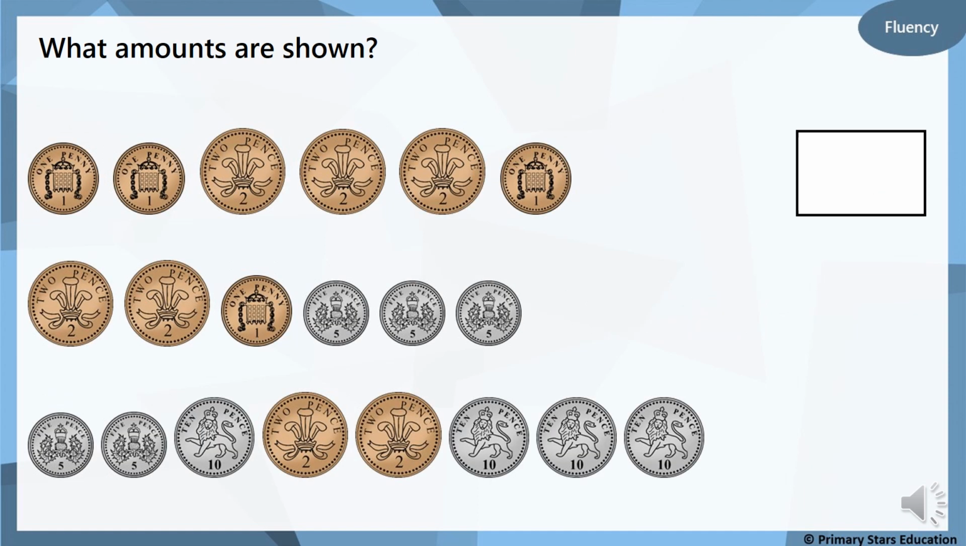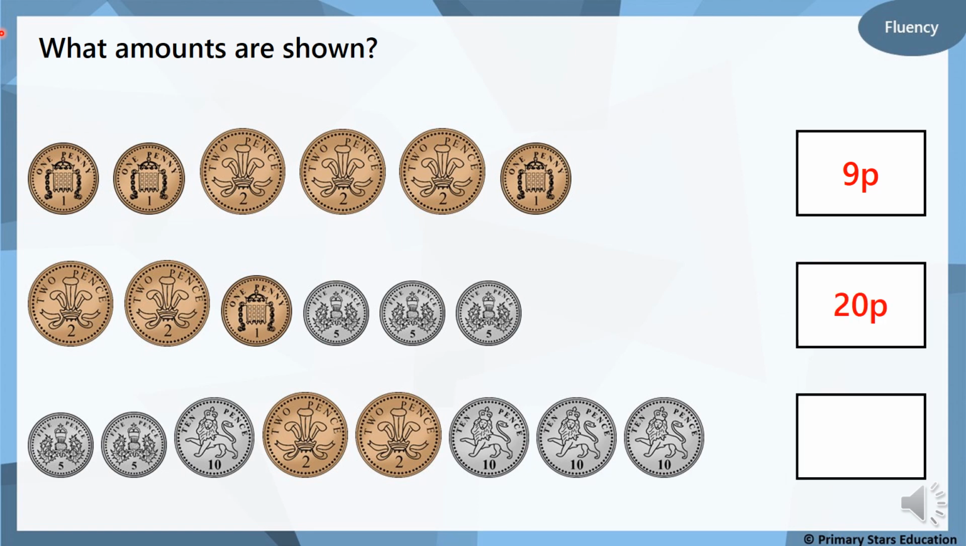Okay, coins are slightly muddled up now, so can you have a count up of the first row of coins and tell me how many there are, please? How much is there altogether? How much is there? There should be 9p. There is 9p altogether. Looking at the next row, let's see how many we have altogether. We've got 20p there altogether.